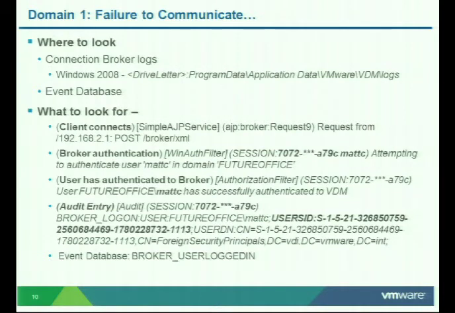First of all, if you want to understand whether or not a client is actually connected to the connection server, we can check in the connection server logs. The location is there for Windows 2008. We can also use the event database.